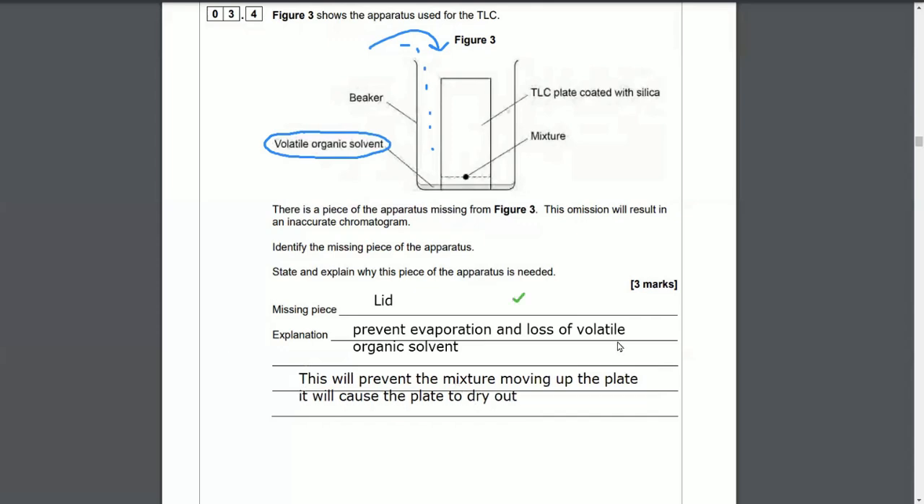One for the lid prevents the evaporation or loss of the volatile organic solvent. I mean, it doesn't really stop evaporation. The organic solvent is going to evaporate, but once it's saturated the atmosphere, you're going to reach an equilibrium where no more solvent evaporates, and that's what the lid will create. And then that will prevent the plate from drying out.